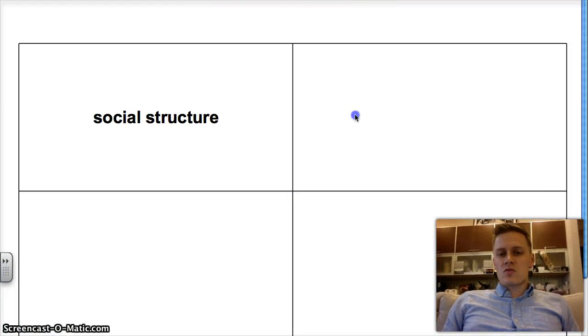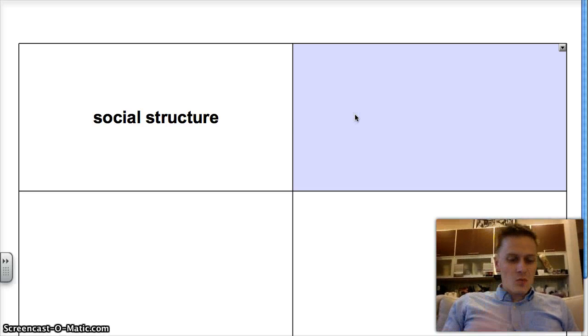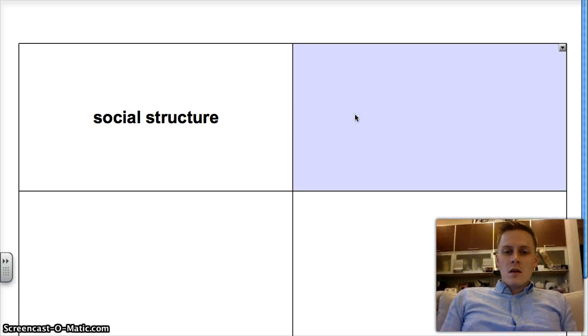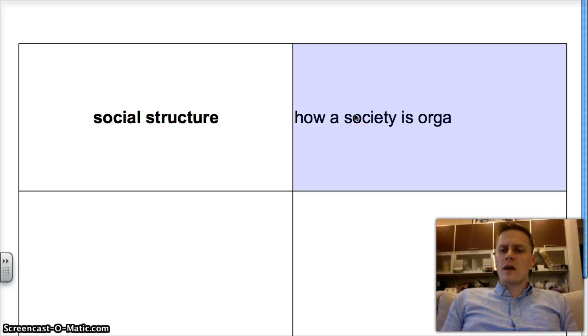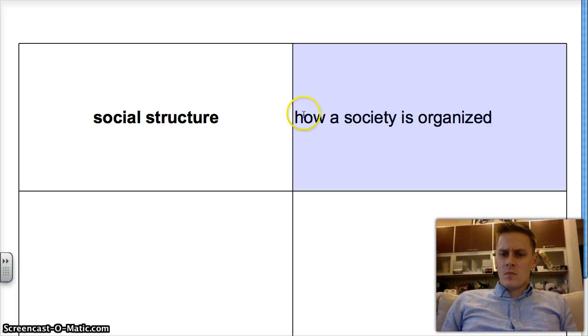Next one is social structure. Now, when we talk social structure, we're talking about how a society is organized. Okay, so a society is a group of people. So how your group of people is organized.